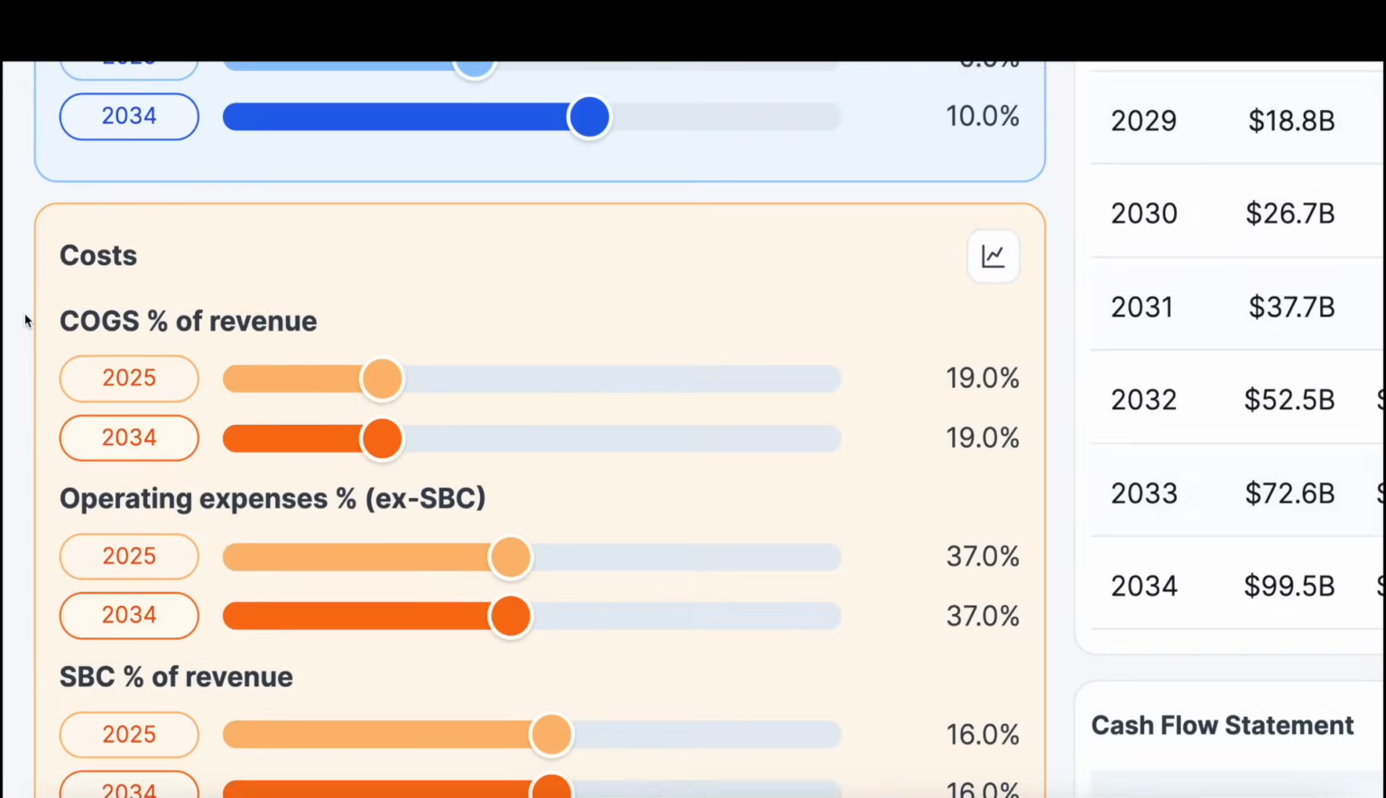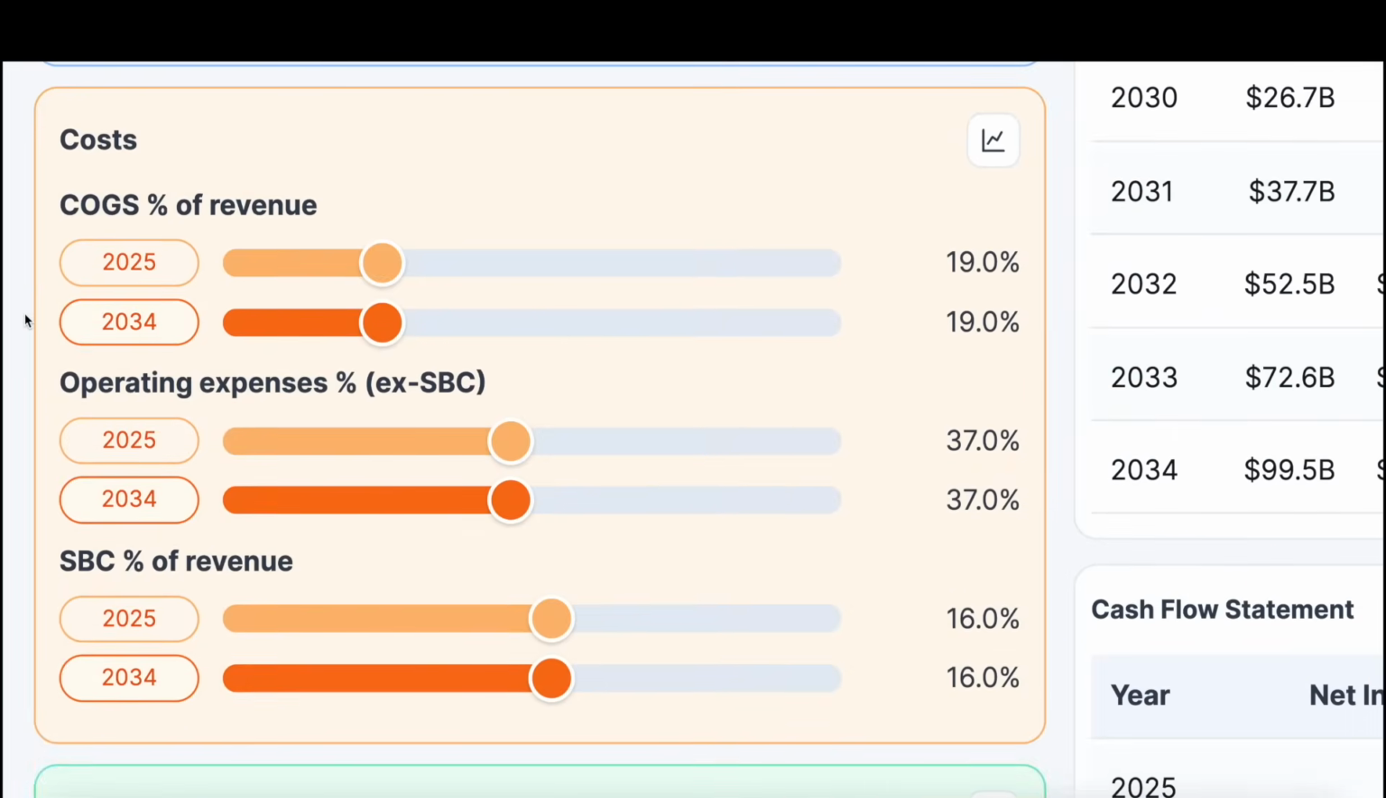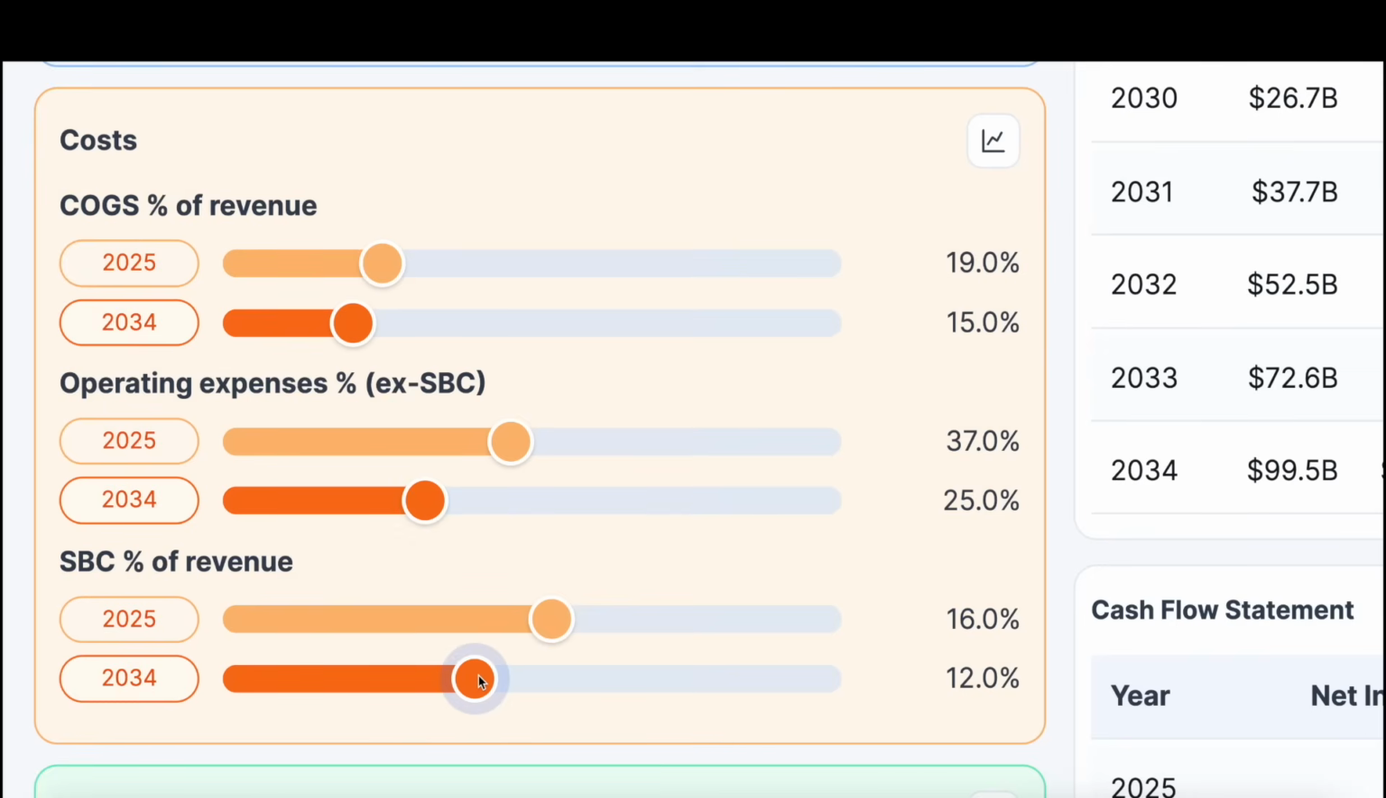But I'll even just zoom in on costs here so we can see things a little better. The margins, which of course leads to the compelling rule of 40 that we've seen, are going to keep improving. And we could say operating expenses are going to get better with scale, right? Operating leverage. Stock-based compensation, I think, is going to come down precipitously.